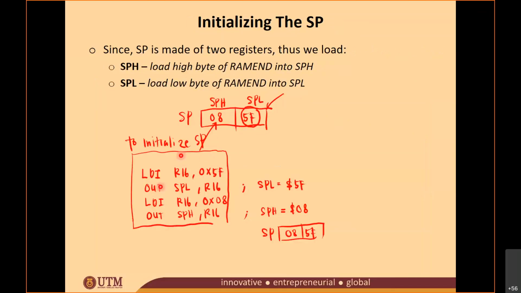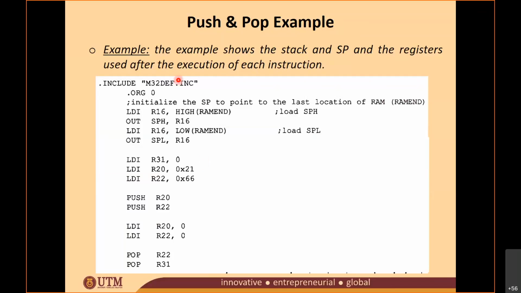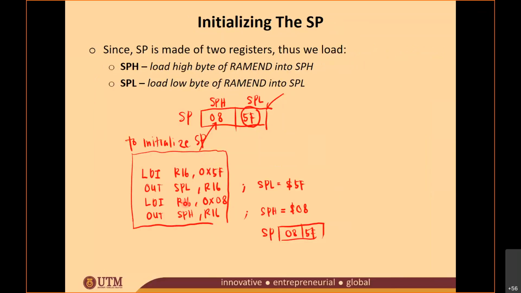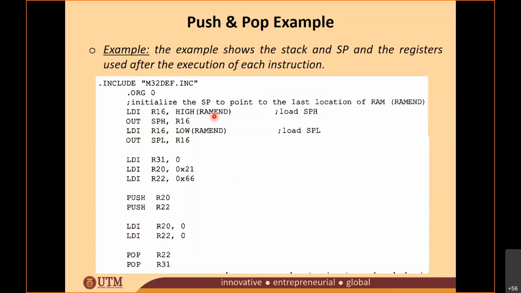If you write it like that, what happens is when you put the same program to another chip, then your stack pointer initializes at this address 085F instead of the RAMEND, the last address of your Atmega64. So to be safe, better we initialize the stack pointer by using these 4 instructions here. So this is how you're going to initialize the stack pointer.